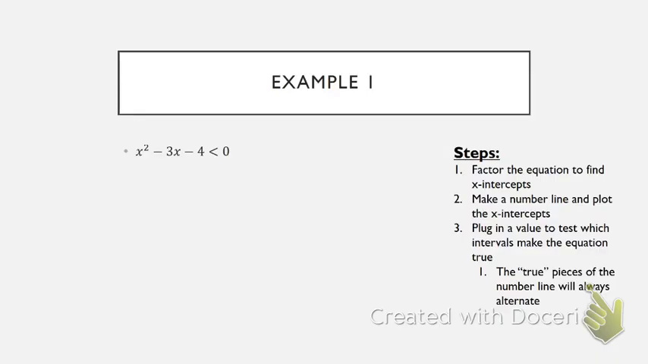All right. So example 1, we have x squared minus 3x minus 4 is less than 0. If you look to the right, I have some steps for us. First, we're going to factor the equation to find x-intercepts. So we're basically going to factor to solve. Then we make a number line that plots the x-intercepts, and we plug in a value to test which intervals make the equation true.